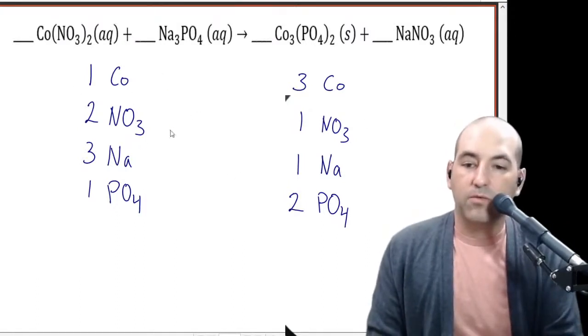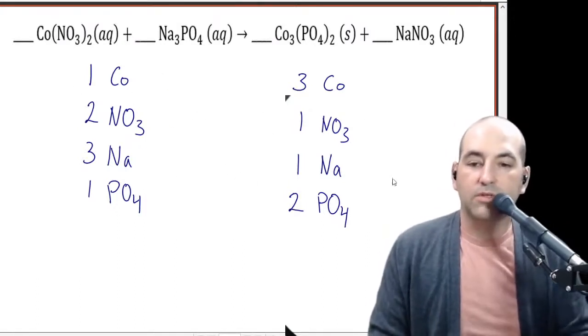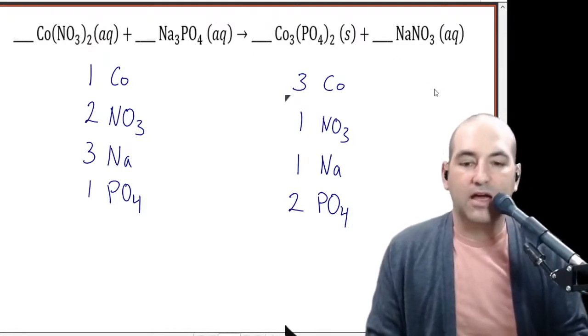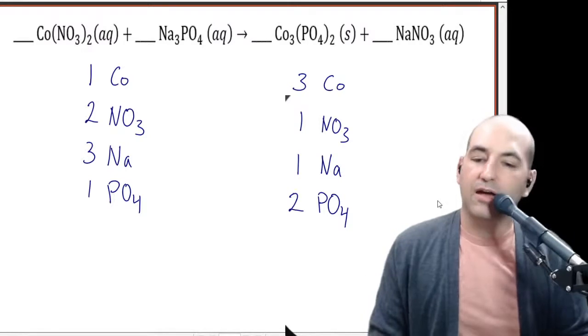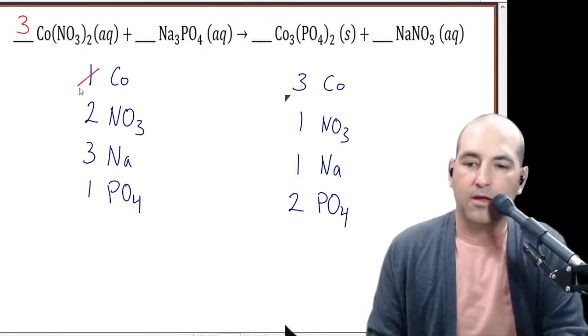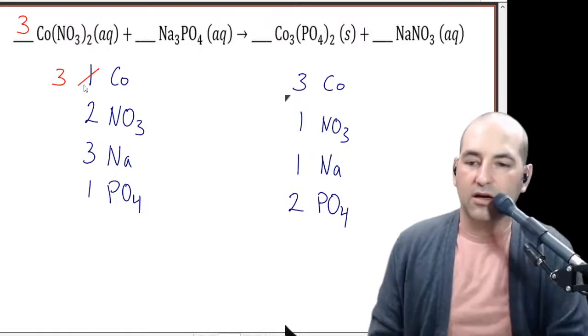Again, now we can start wherever we want. Normally we would say, oh, there's a lot of oxygen around in this reaction, let's leave that till the end. But because we group that in with the ions, we can really start anywhere we want. So I will start with cobalt. 1 here, 3 here, so I'm going to want to put a 3 there. And so now I adjust this, and look how nice and easy this is.